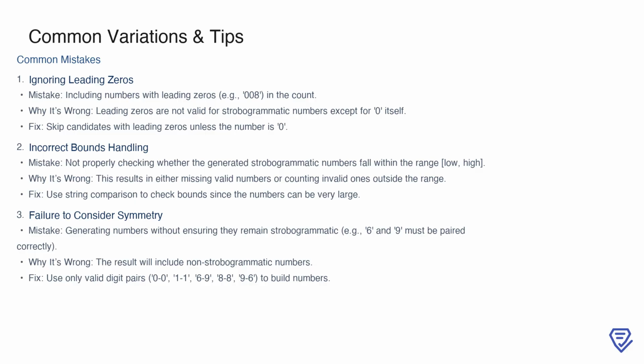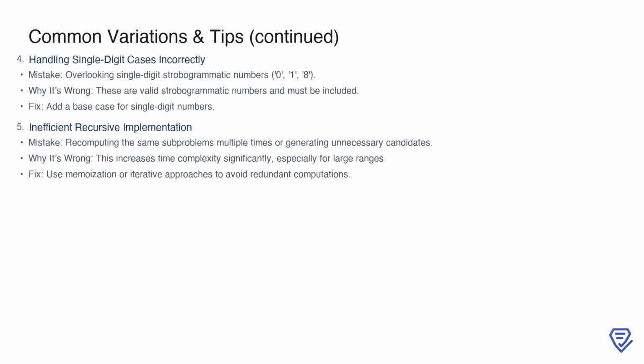Lastly, it's crucial to consider symmetry when generating these numbers. Digits like 6 and 9 must be paired correctly to maintain the strobogrammatic property. Stick to valid digit pairs such as 0 to 0, 1 to 1, 6 to 9, 8 to 8, and 9 to 6 to avoid including invalid numbers in your results. In addition to those, handling single-digit cases properly is another common pitfall. Single-digit numbers like 0, 1, and 8 are valid strobogrammatic numbers and must be included, so it's important to add a base case for these specific values.